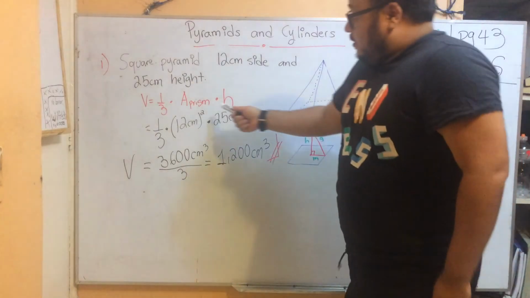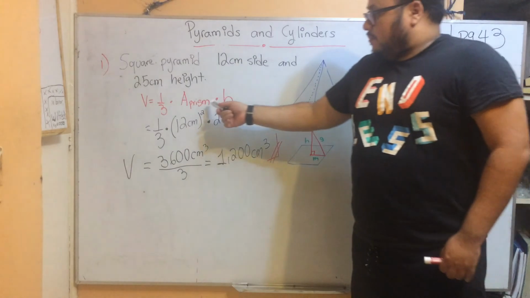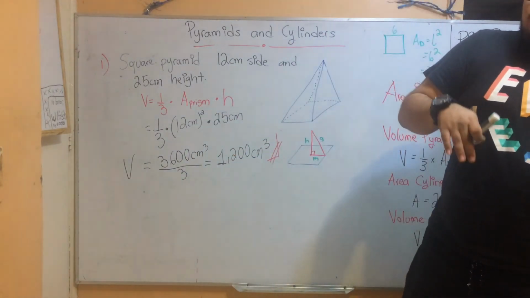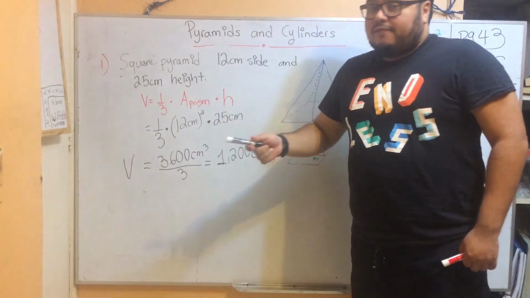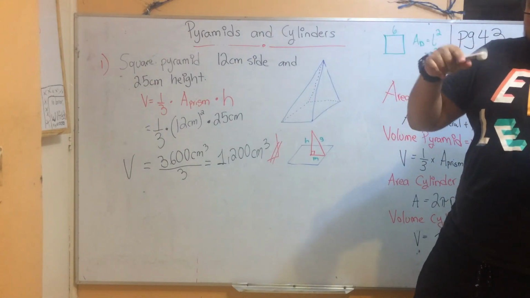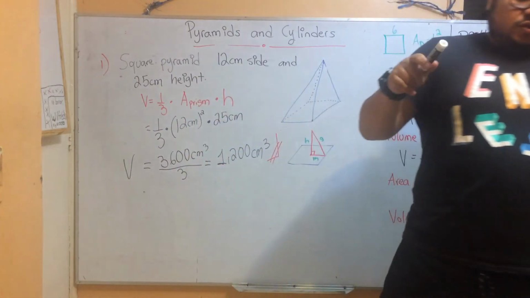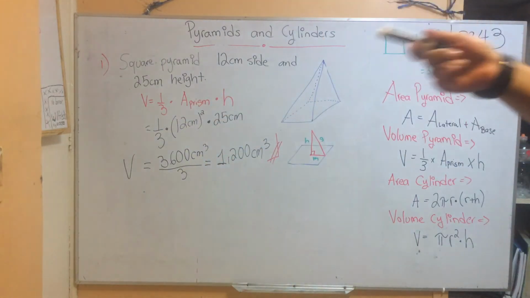So remember, area of the base. If we have a triangular base, that means we need to solve for the area of a triangle. That might take a little more time because it's the area of a triangle. Here, we know it's a square, that's why it was just squaring that side.